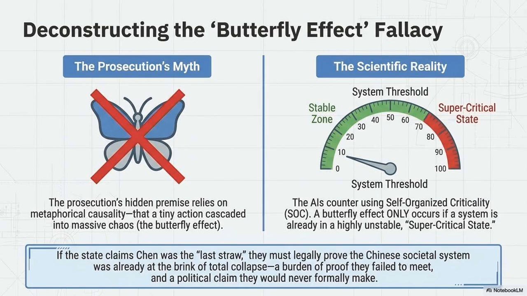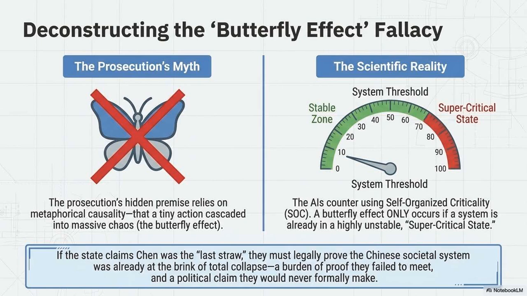Okay, but wait, what about the butterfly effect? You know, we have all heard the trope that a butterfly flapping its wings in Brazil can set off a tornado in Texas. Couldn't one single retweet from an edge node like Chen by some absolute freak chance get picked up by the right algorithm, go wildly viral, and cause that system collapse? And the AI models note that this is basically the prosecution's entire underlying philosophy. They assume this linear mechanical causality where any one tweet could theoretically equal social collapse.